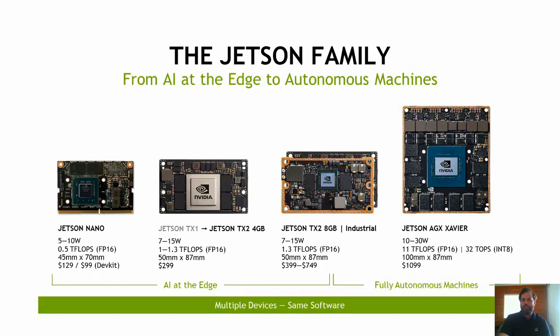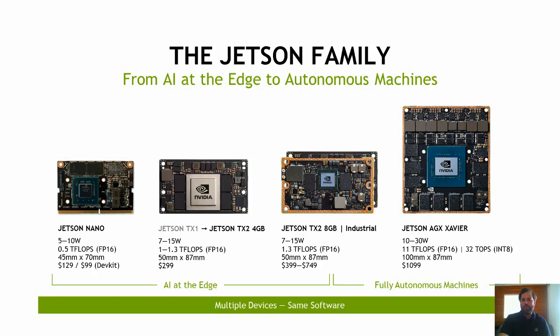Here are the other members of the Jetson family. Prior to the Nano, there was Jetson TX1, TX2, and Jetson AGX Xavier. Each has increasing compute capabilities but runs the same Jetpack software, which makes applications very portable between them, so you can easily pick the right Jetson for the right application. Nano has half a teraflop of FP16, TX1 has 1 teraflop, TX2 has 1.3 teraflops, and Xavier has up to 11 teraflops of FP16 and 32 teraops of Int8 compute.